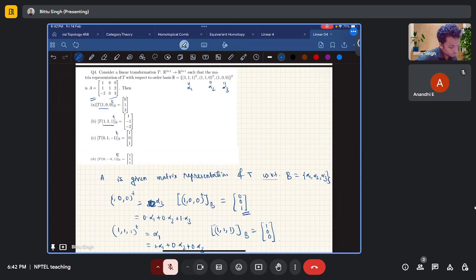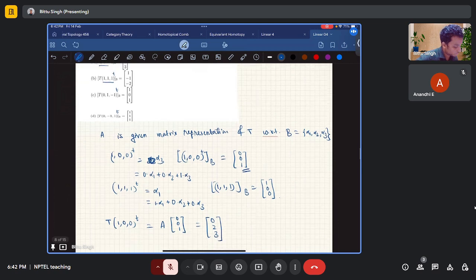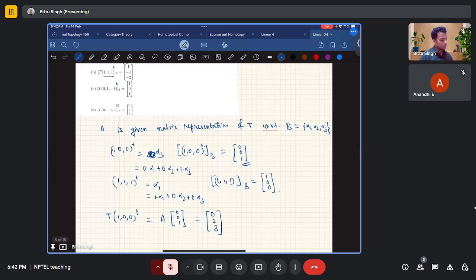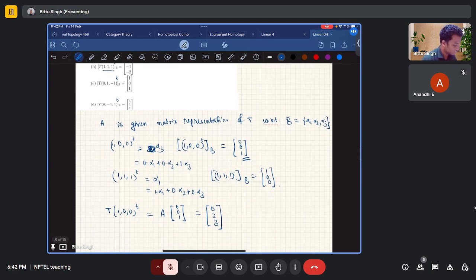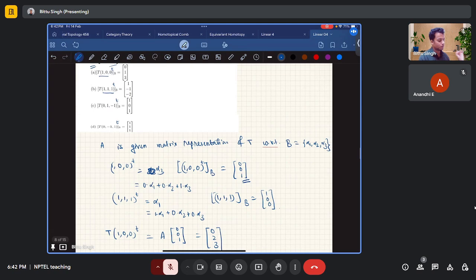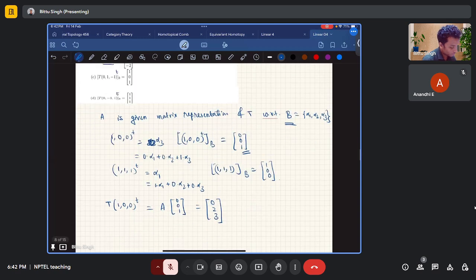But the problem is we again need to find the coordinate of 0 2 3 with respect to B. So it is not that straightforward, because what is this? Oh, okay, it is okay, because we have applied the matrix representation and it is given with respect to this basis B. So it is okay.